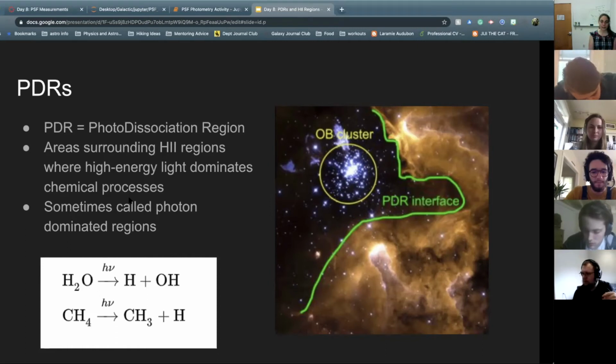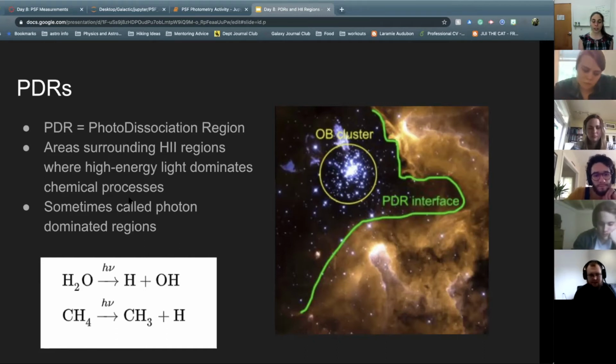PDRs are going to be the areas surrounding H2 regions where high energy light still dominates the chemical process. But we are outside of an H2 region, so our hydrogen is no longer ionized. Most of our hydrogen will be neutral. We have run out of ionizing photons. All of those got used up inside of the Strömgren radius. So we're still dominated by high energy light, but we're missing the most high energy light. Photons with energies greater than 13.6 electron volts won't really exist in PDRs.